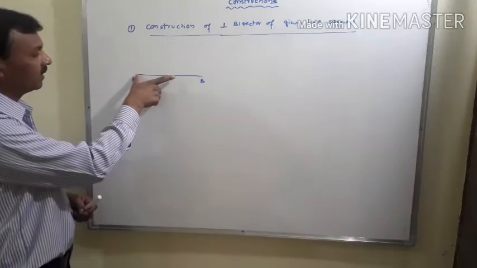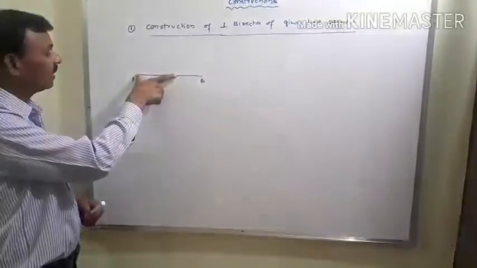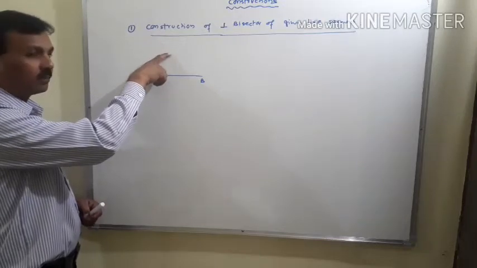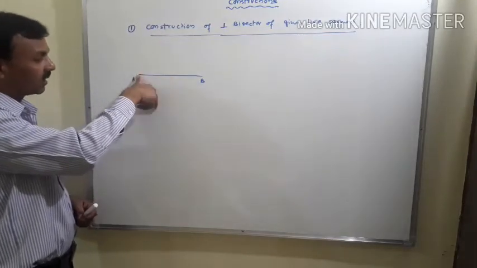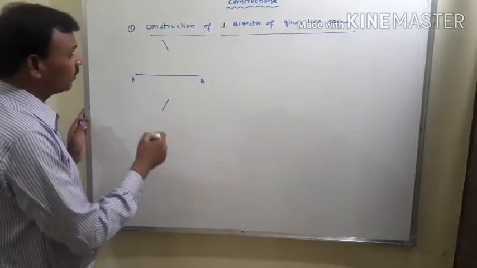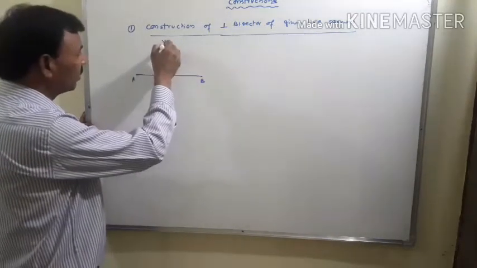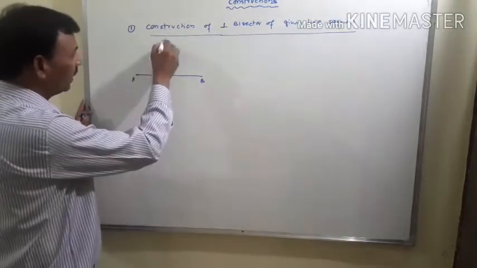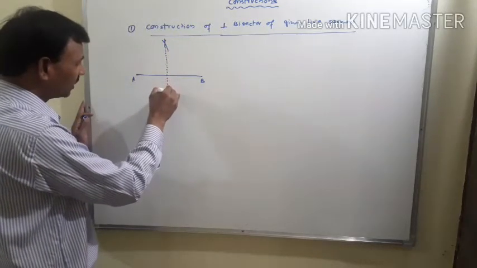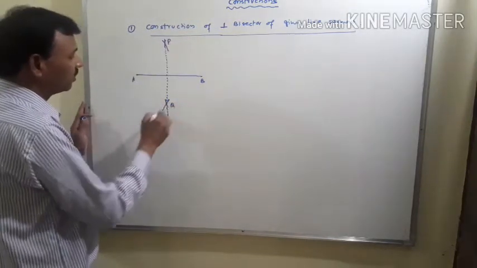That means you should take a radius which is more than half of AB, and cut two arcs from point A, one arc on the upper side of AB and one on the lower side of AB. Then, with the same radius, cut another arc from point B in the upper and lower direction. And you should join these two intersection points of the arcs like this. Suppose these points are P and Q.